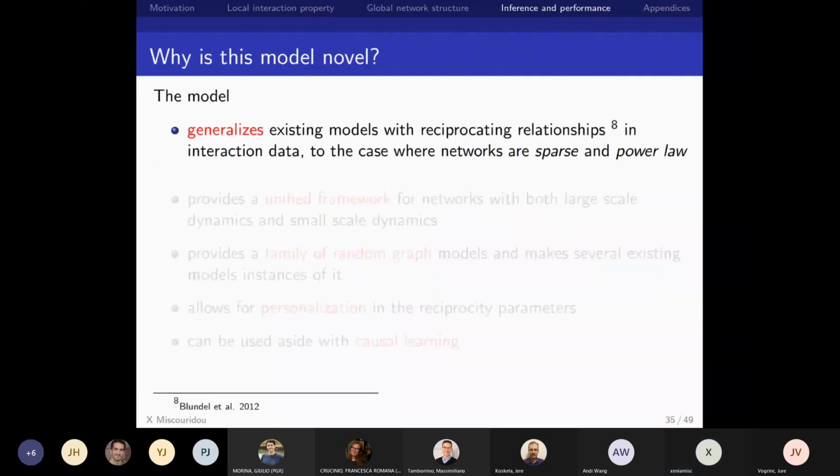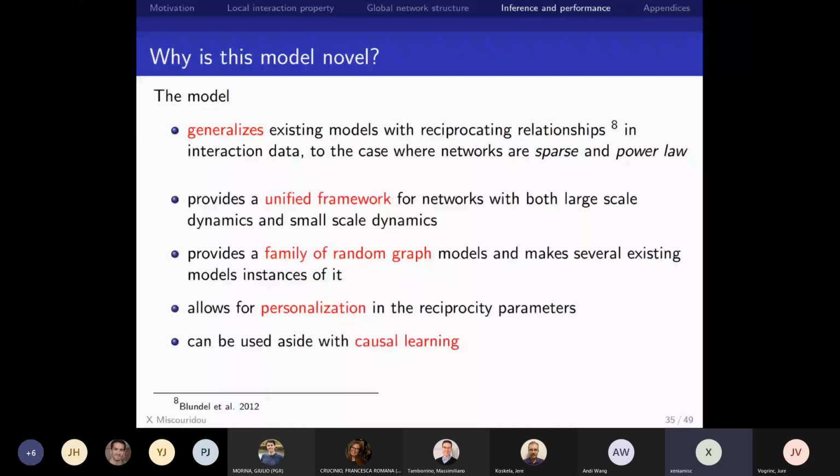And I guess just a final slide here is that if I put my more academic scholar hat on, I like this model because it generalizes existing models that deal with excitation and mutual excitation, but we generalize this in the case where the networks have power law and are sparse. So in this way it kind of unifies these two worlds: the mutual excitation, the reciprocating relationships, and the case that graphs are sparse.